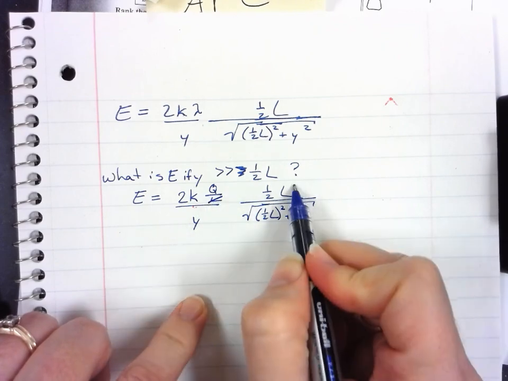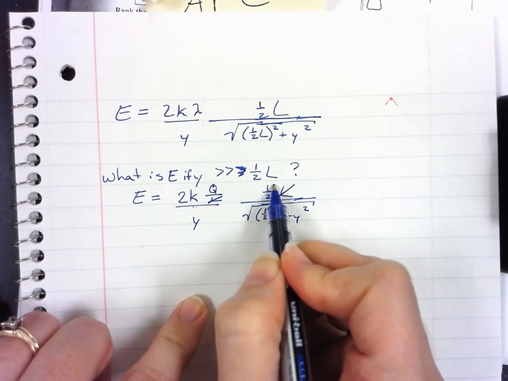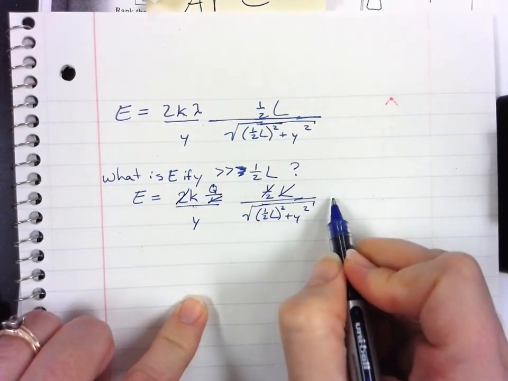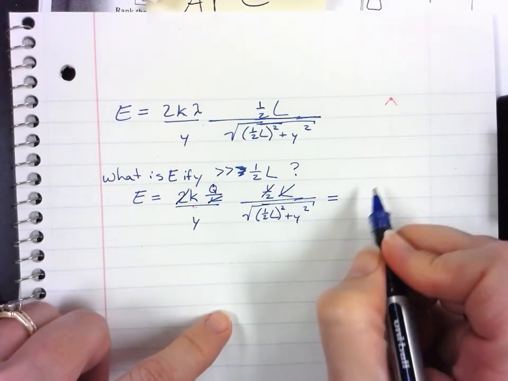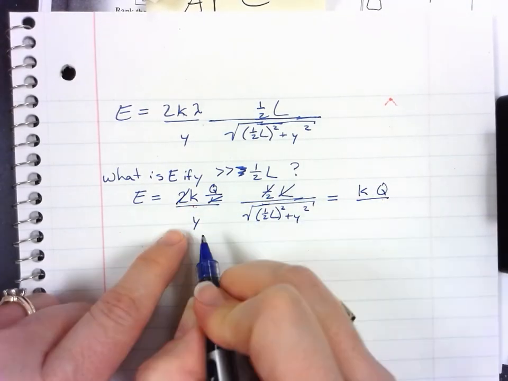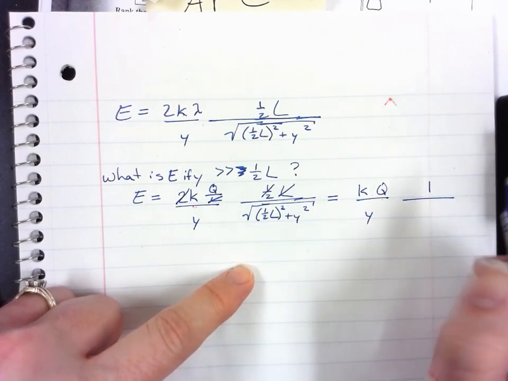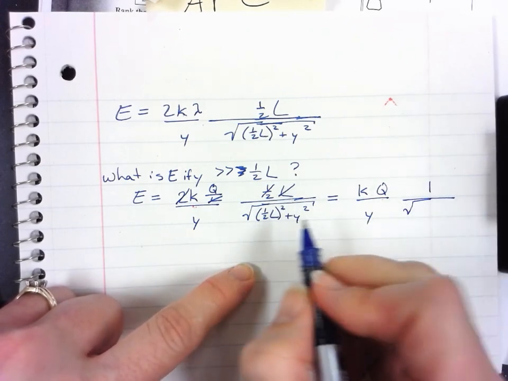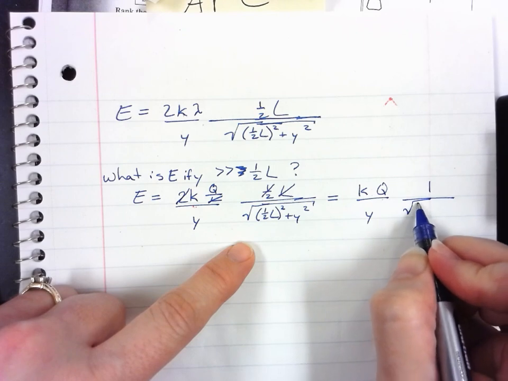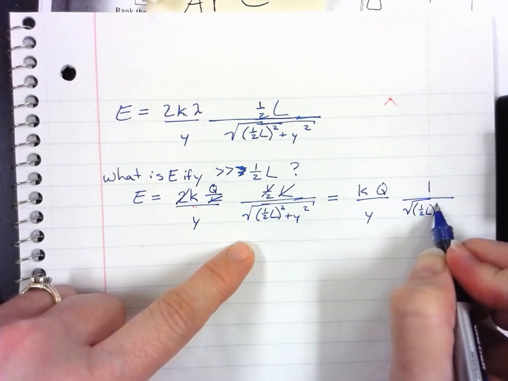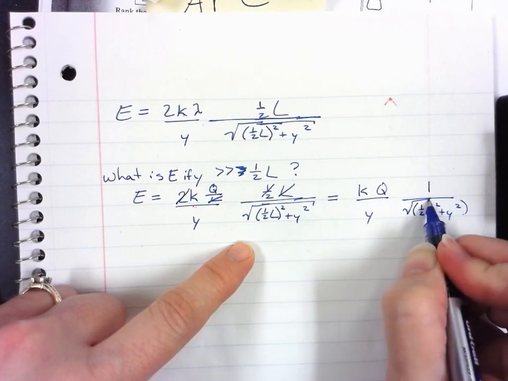So this L and this L cancel. This 2 and this 1/2 cancel. So we're left in the numerator with kq and this is a y. Well, in this term, we have a 1 over the square root of 1/2 L quantity squared plus y squared.